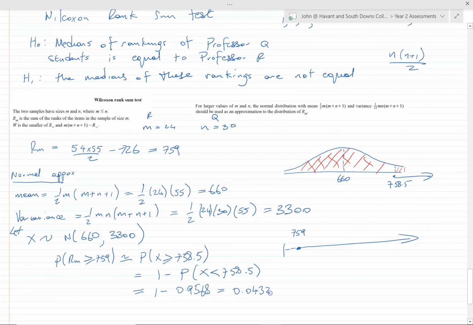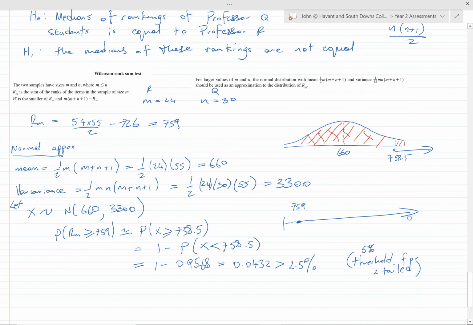Now, if it were a one-tailed test, that would go below the threshold, but that is greater than 2.5%, which is the threshold, or critical value, for a two-tailed test at 5%. So that means it's not extreme enough, it's not significant enough. Therefore our conclusion is we do not reject H0.